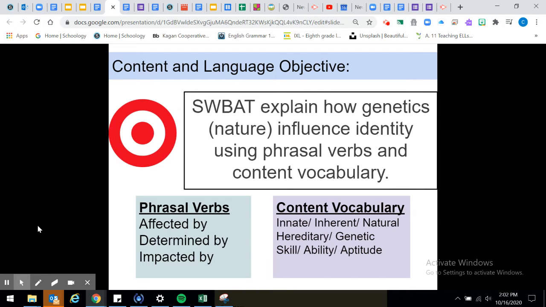Hi, class. Just as a reminder, today our CLO is to be able to explain how genetics or nature influence our identity. And we'll do this using phrasal verbs. You already learned these phrasal verbs earlier in the lesson. We've already practiced these. So let's say these verbs aloud one more time before you break out into partner practice. Say them with me. Affected by, determined by, impacted by. Great.